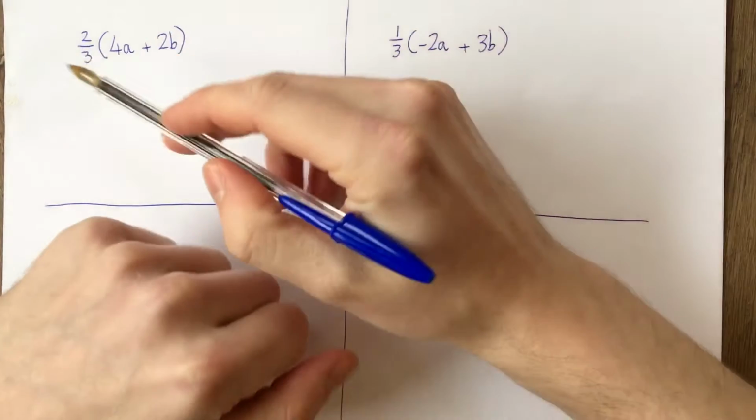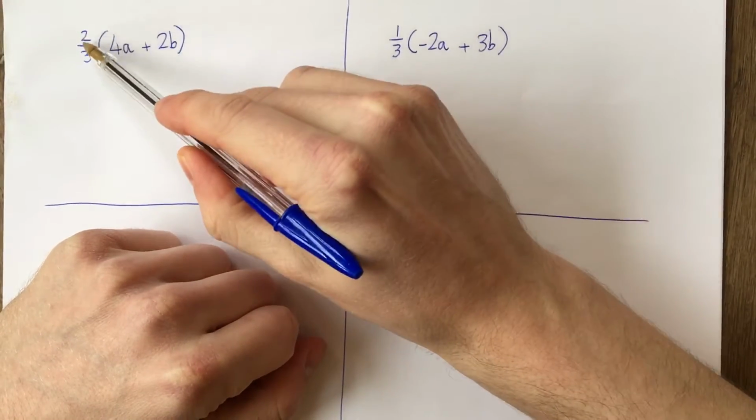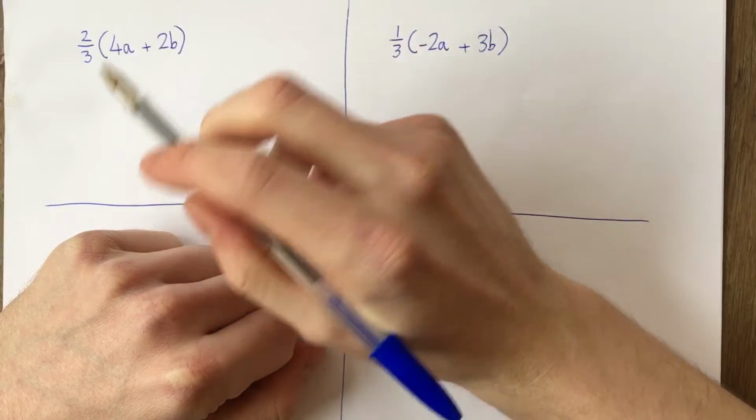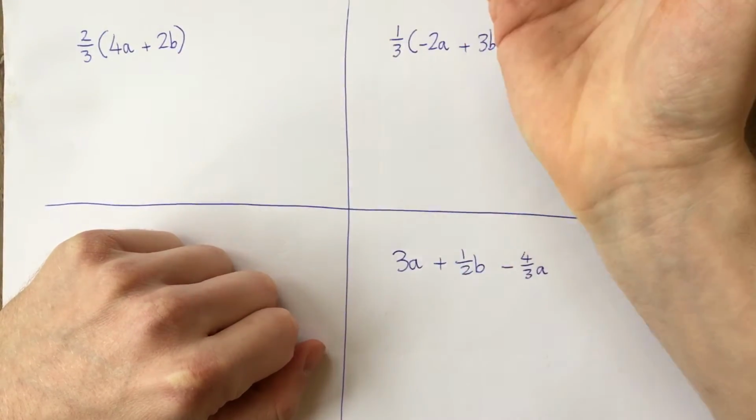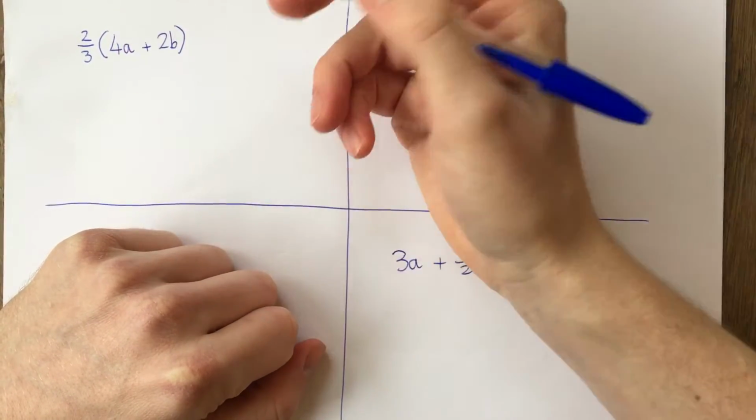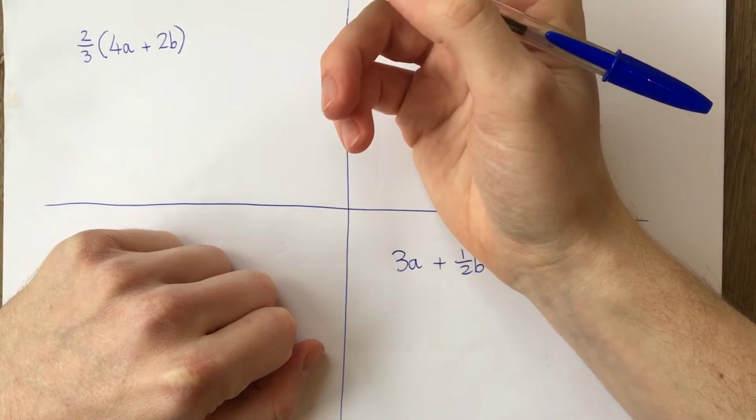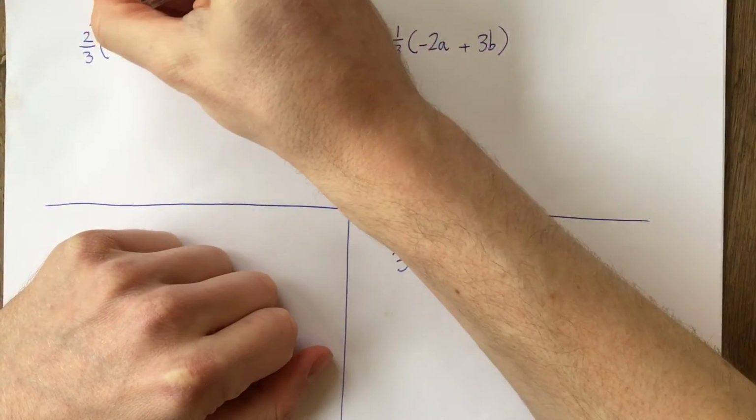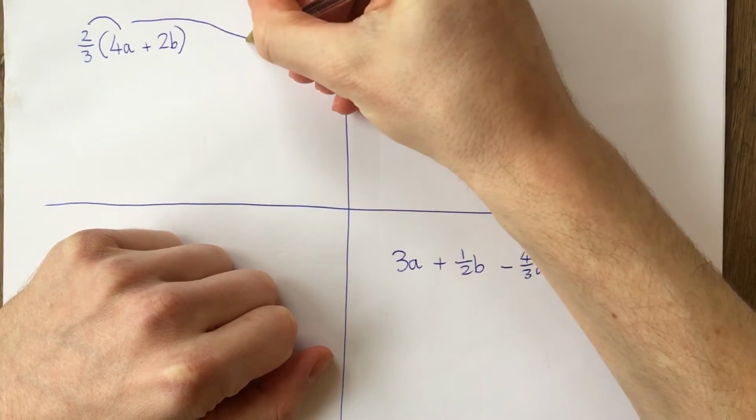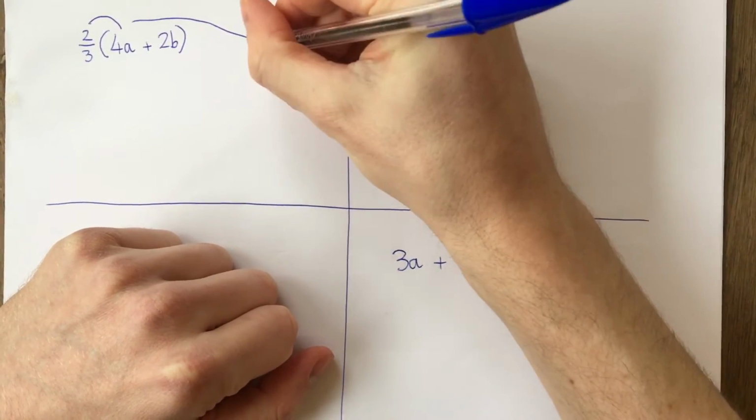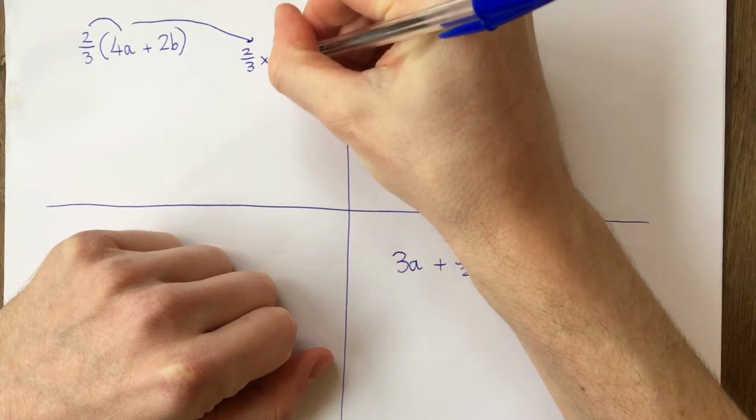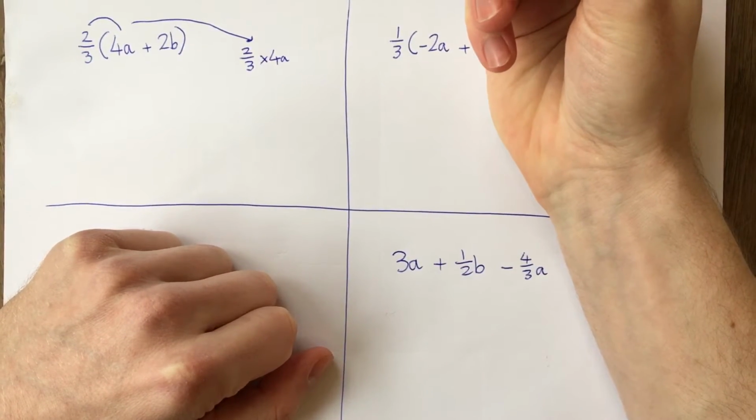Okay, so normally when you expand a bracket, you'd obviously know that you'd multiply this with this and then multiply this with that, and then you're done. Now, when you've got fractions, it is the same thing, it's just slightly more awkward. So 2 over 3 times 4a. That's what we're looking at at that one there.